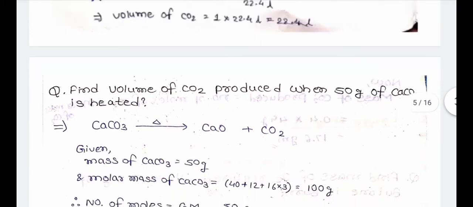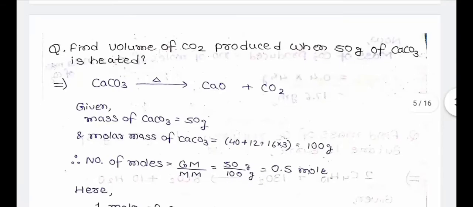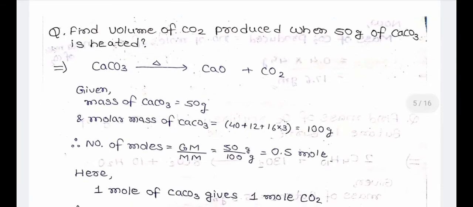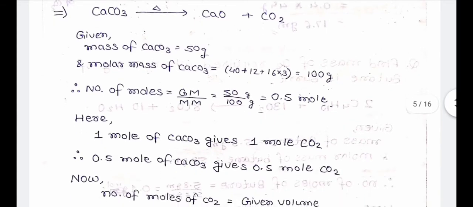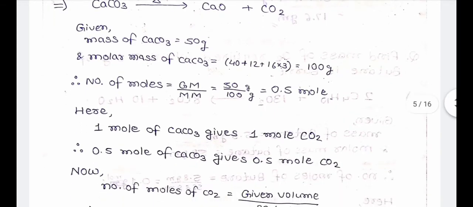Now another question: find the volume of CO2 produced when 50 gram of CaCO3 is heated. Here we will write the reaction first, and the reaction is CaCO3 on heating gives CaO plus CO2. Here the given mass of CaCO3 is equal to 50 gram, and the molar mass of CaCO3 is equal to 40 plus 12 plus 16 into 3, which is equal to 100 gram.